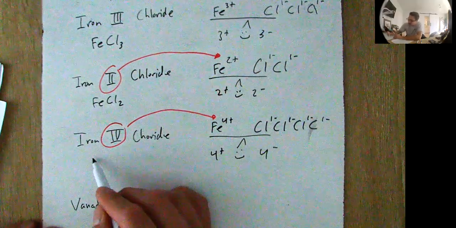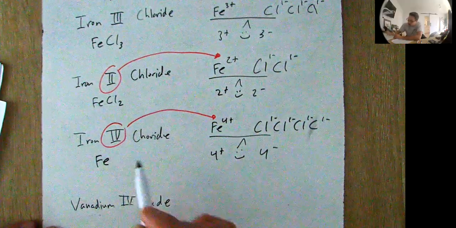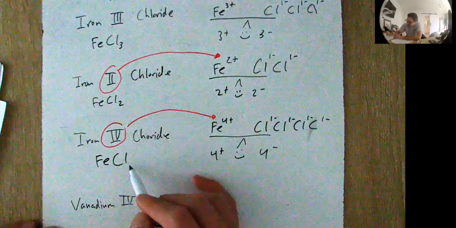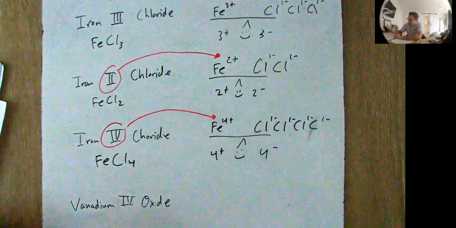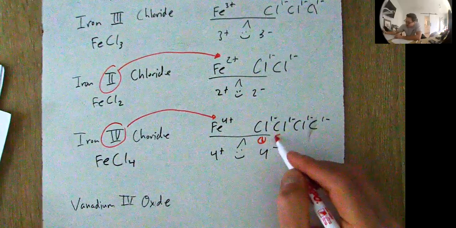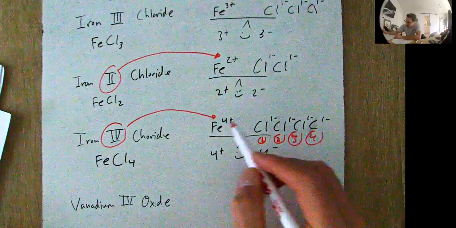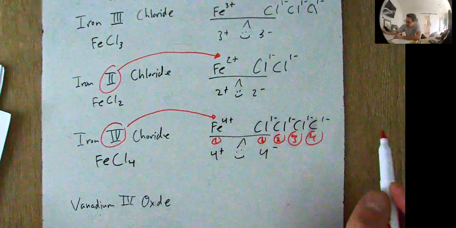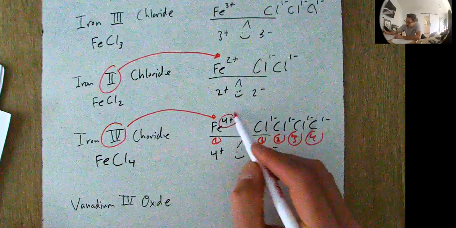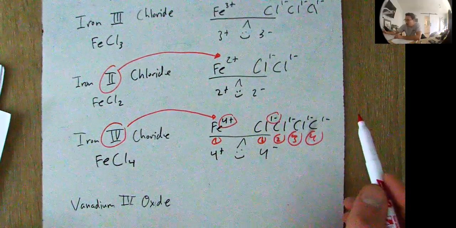And that means our formula should look like this. The formula for this ionic compound is FeCl with a little subscript of 4. Why are there 4 chlorides? Well, because there's 1, 2, 3, 4 chlorides needed to balance out the charge of just the 1 iron. Why? Because the charge of the iron is positive 4 and the charge of each chloride is 1 negative.